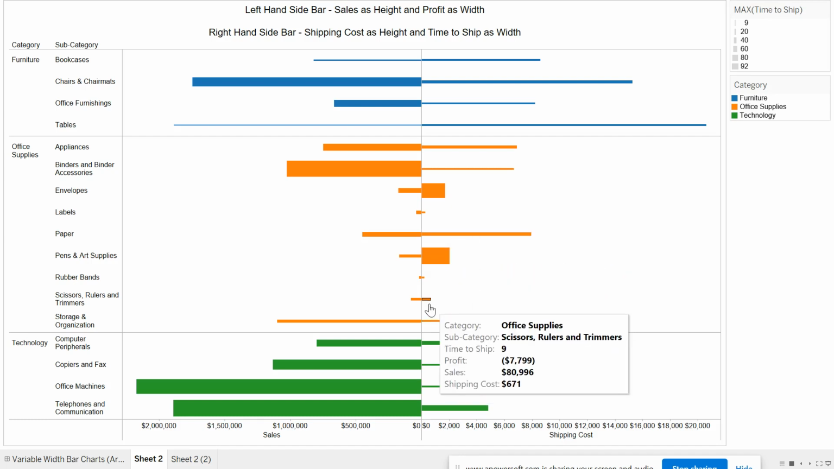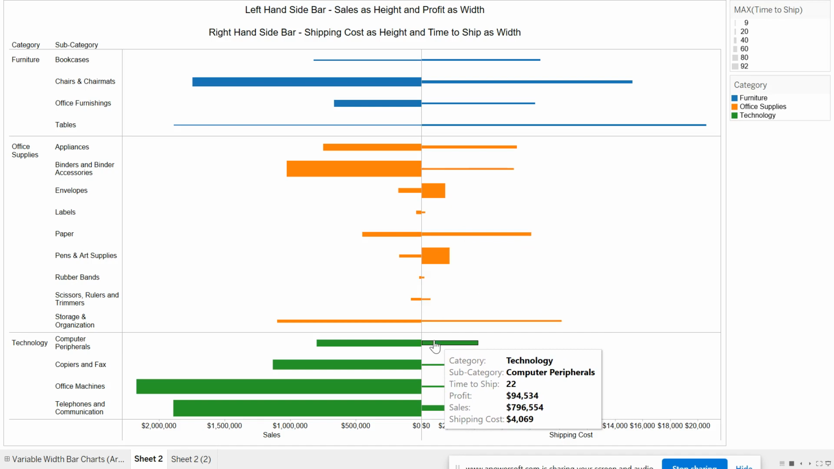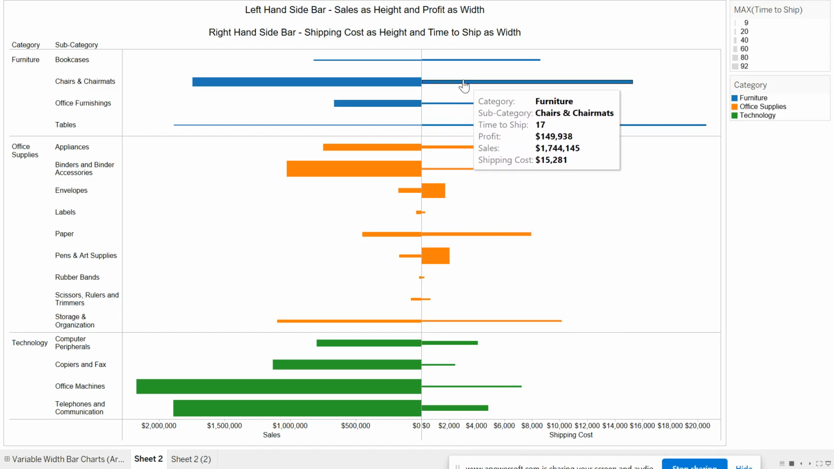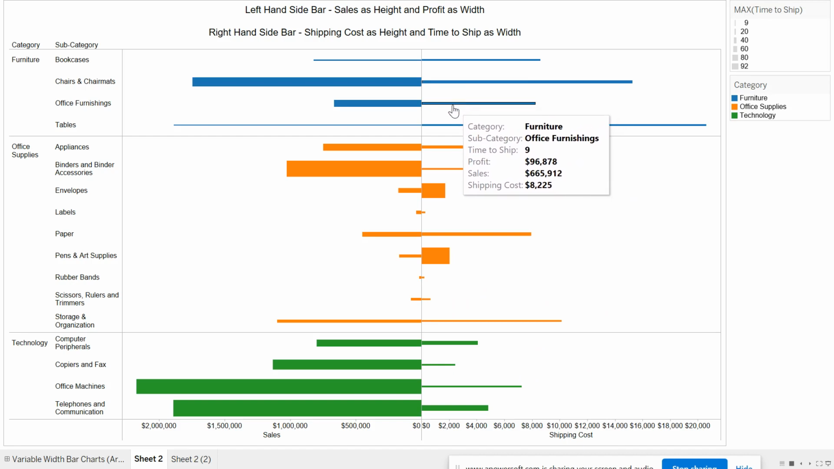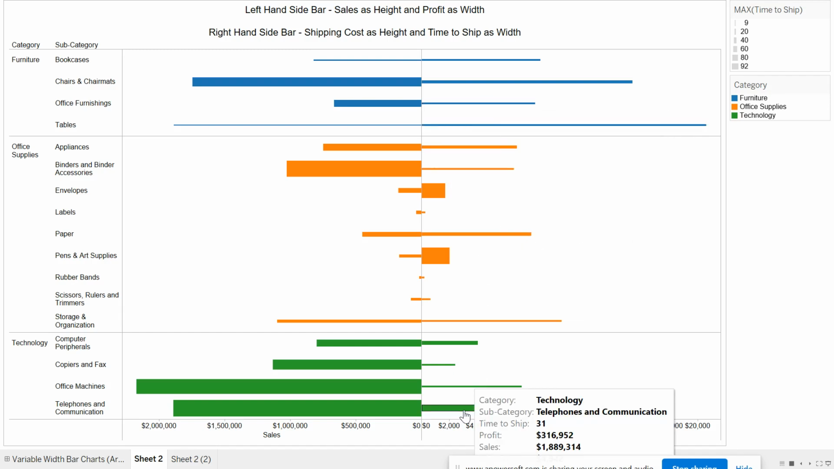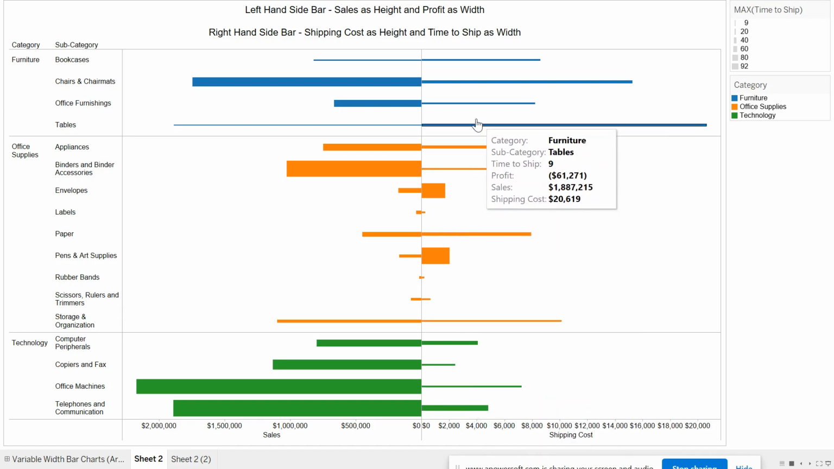You can see this shipment is 9 days, and this is 22, and this is the minimum. Shipment time is 9, and you can see the rest of the others are 17. And you can see how we read this 9 days: you need to see the width of the bar, not the height of the bar. The height of the bar tells you about the shipment cost. If you see the width, the width of this is 31 days time to ship, and the height of the bar tells about the respective shipment cost actually.